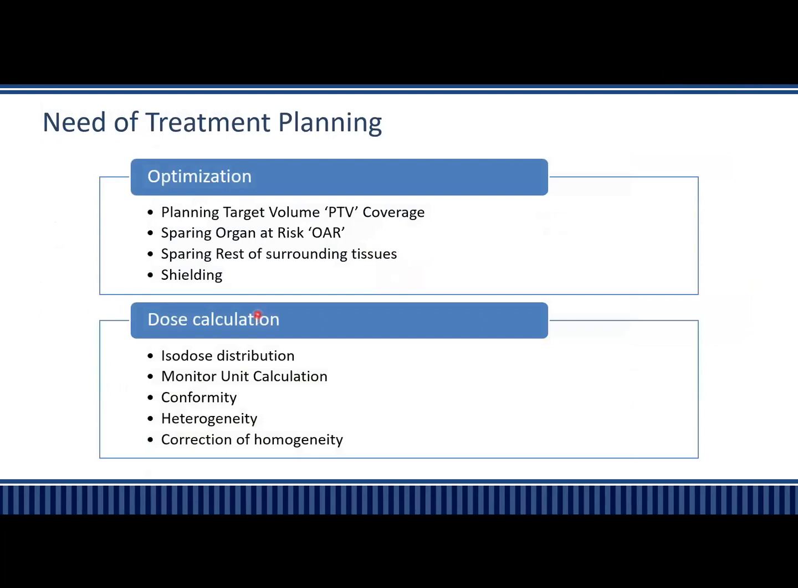Need of treatment plan: optimization and dose calculation are the basics. In optimization, one has to have PTV coverage, sparing of organs at risk, sparing of the rest of the surrounding tissues, and shielding. You must follow the ICRU guidelines. For dose calculation, look at the isodose distribution, review the distribution slice by slice, do the monitor unit calculation, and keep an eye on the monitor units as well. Check the conformity index, heterogeneity, and whether the correction of homogeneity is on or off.